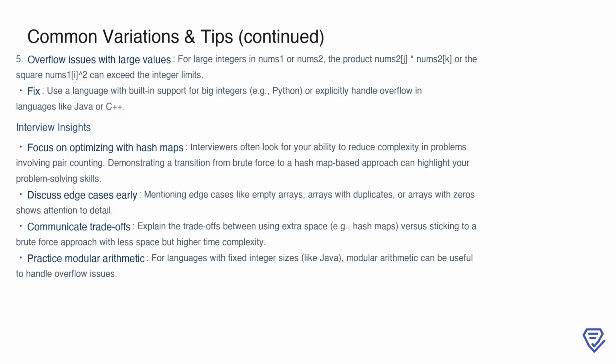For instance, you might explain the decision between using extra space for hash maps to optimize time complexity versus sticking to a brute force approach that uses less space but is slower. Lastly, for languages with fixed integer sizes, practicing modular arithmetic to handle potential overflow issues can be a helpful skill.